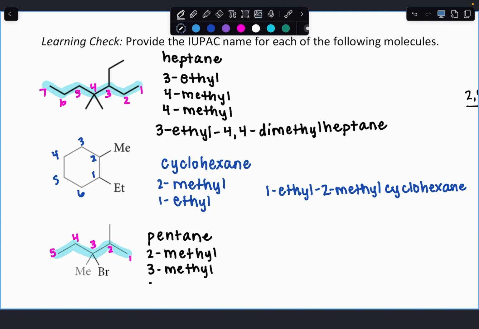And then we have 3-bromo. So ordering alphabetically, we have 3-bromo, 2,3-dimethyl pentane.